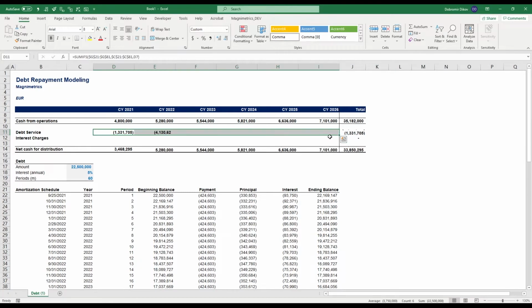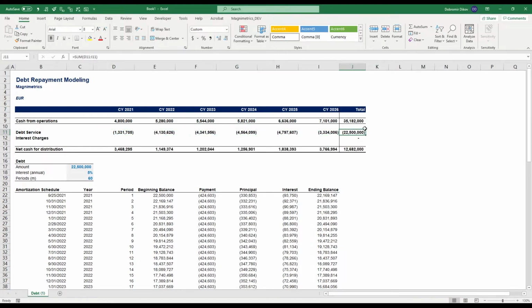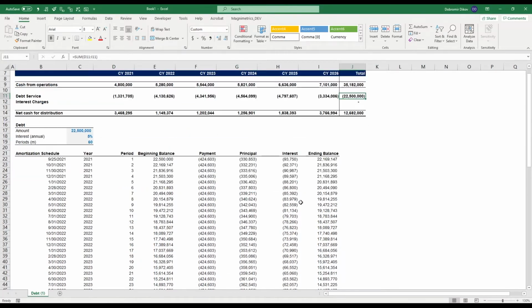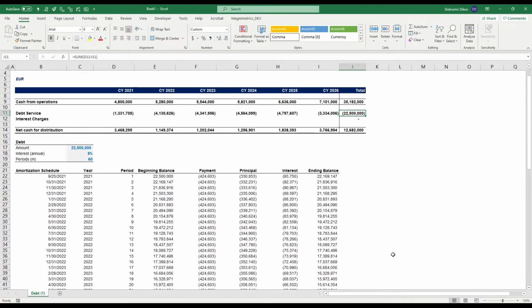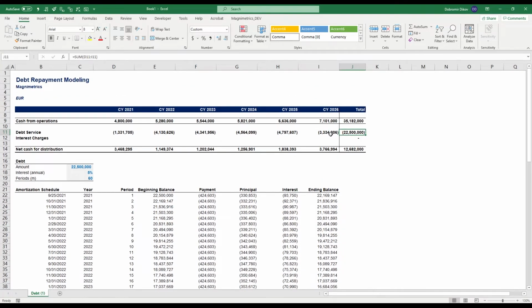Then we can extend this to the end, and you can see that the total amount we're going to pay, because our loan ends on August 31st, 2026, is 22.5 million, which is our debt balance. So we're going to repay the total amount within those 6 years.